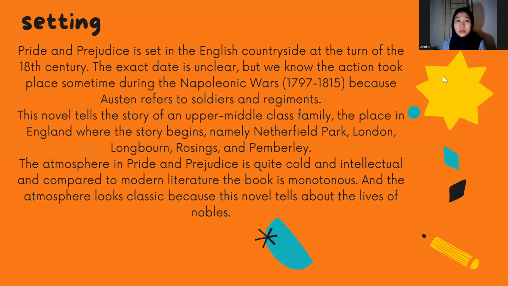And next we'll continue with the setting. Pride and Prejudice is set in the English countryside in the 18th century. The exact date is unclear, but we know the action took place sometime during the Napoleonic Wars because Austen refers to soldiers and regiments. This novel tells the story of an upper middle class family, and the places in England where the story takes place are Netherfield Park, London, Longbourn, Rosings, and Pemberley.